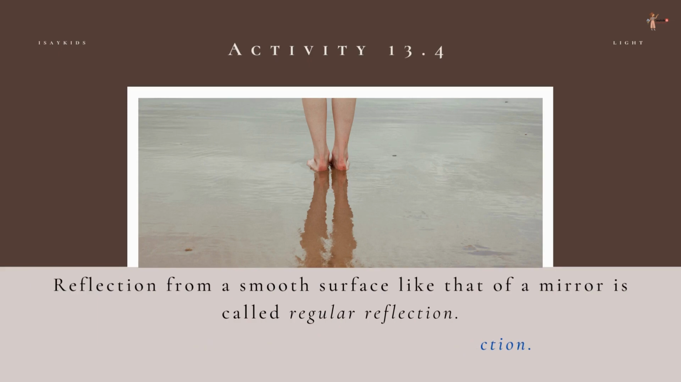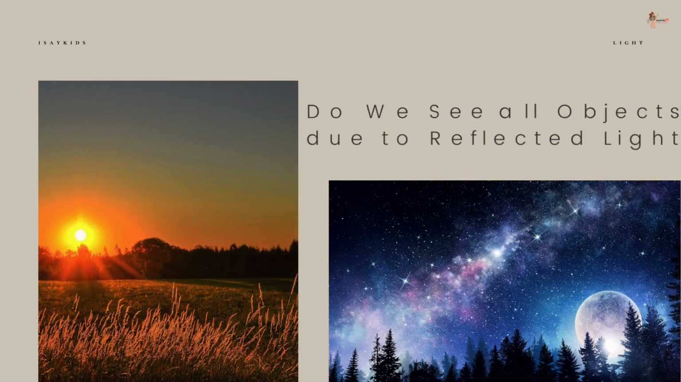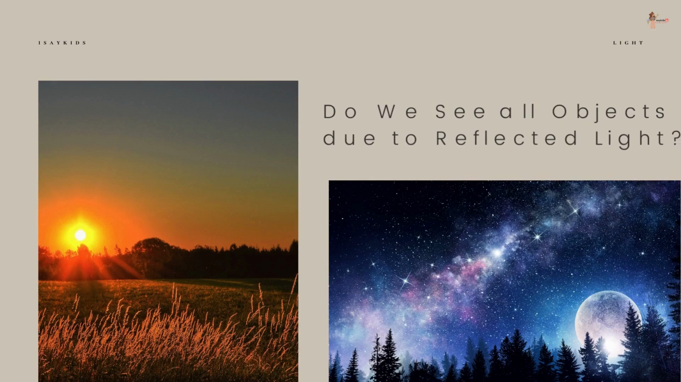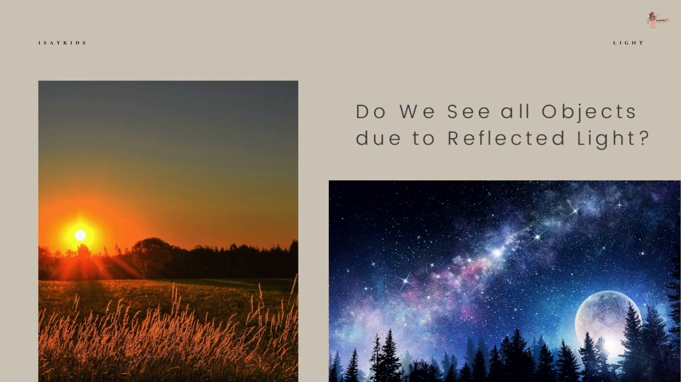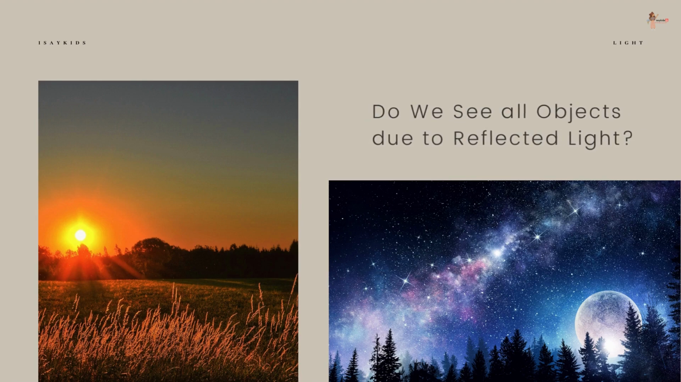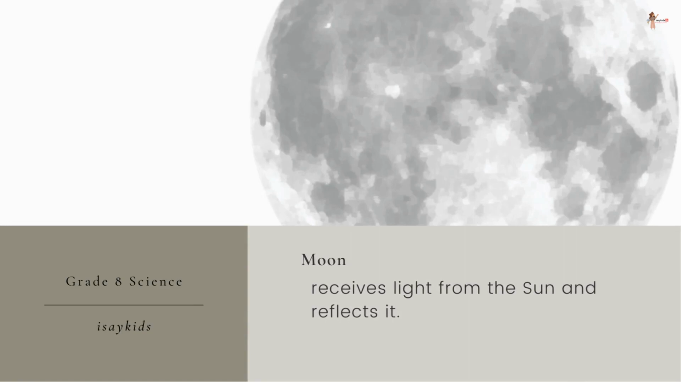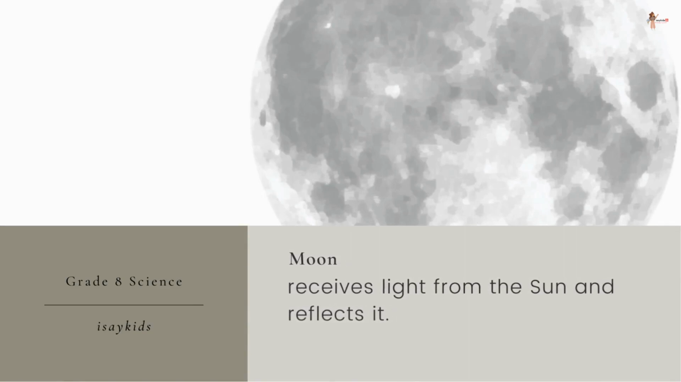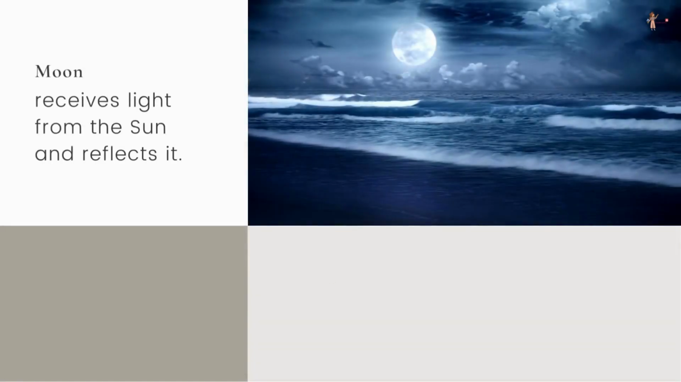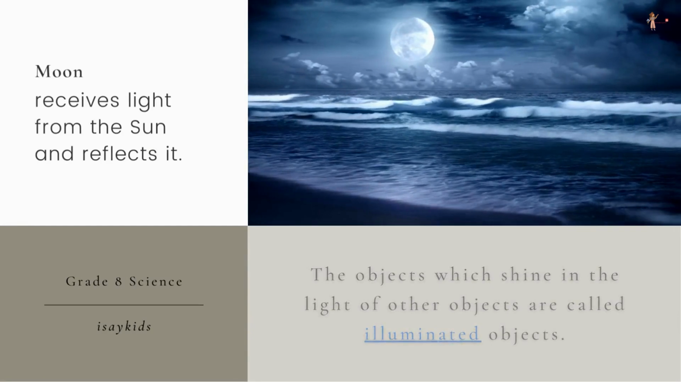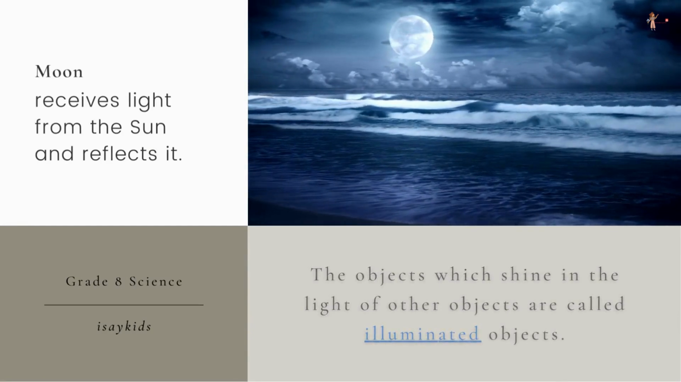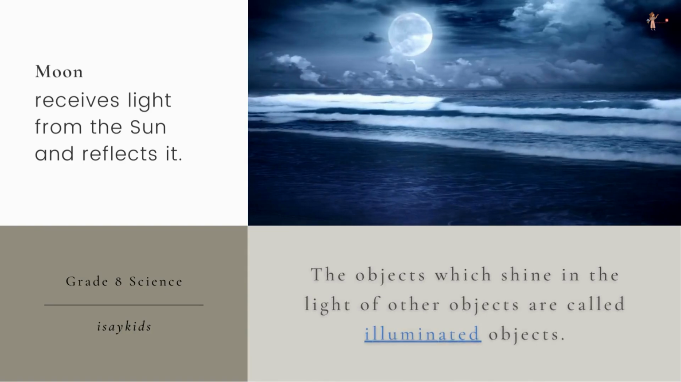Let me ask you something now. Do we see all objects due to reflected light? What do you think? Well, nearly everything you see around is seen due to reflected light. The Moon, for example, receives light from the sun and reflects it. That's how we see the Moon. The objects which shine in the light of other objects are called illuminated objects. Can you name some other such objects?